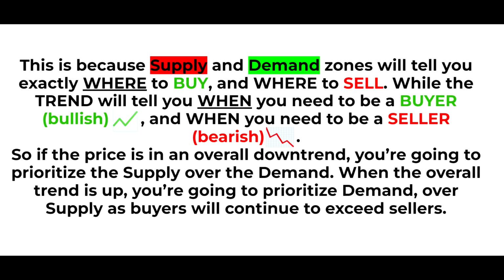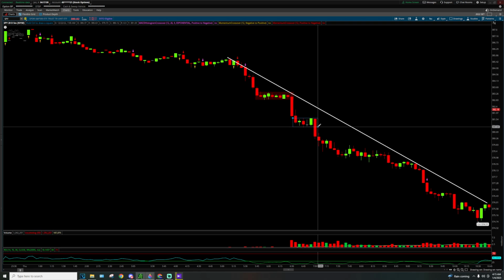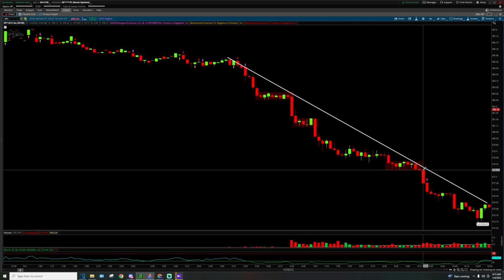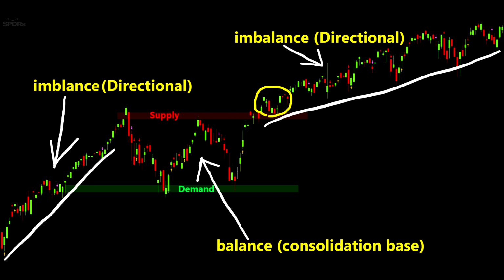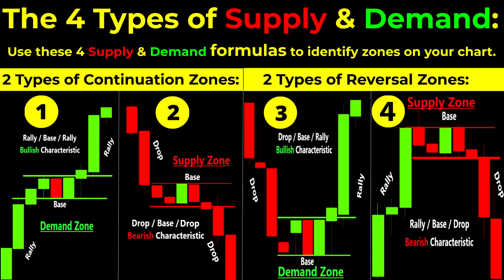So let me put this into illustration. If the market is in a downtrend, you're going to be a seller. This is where you're going to draw your supply zones, and you're going to prioritize your supply zones over demand because you don't want to be a buyer when the trend is down. And when the trend is up, the market is in an uptrend, the price is in an uptrend, you're going to look for demand zones, and you're going to prioritize demand zones over supply, because supply and demand zones tell us where to buy and sell, while the trend tells us when we should be bearish or bullish.